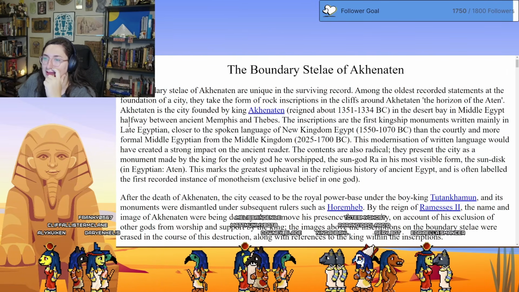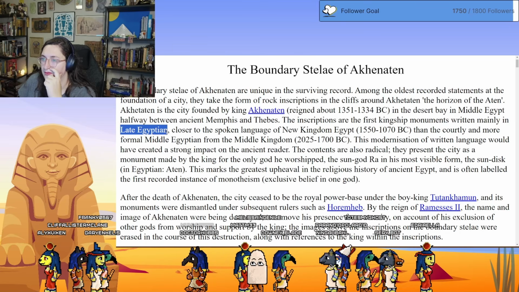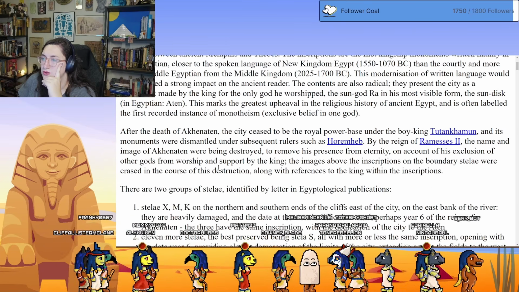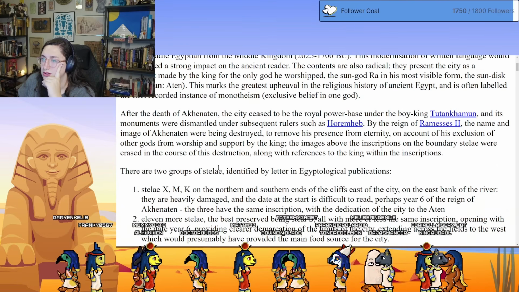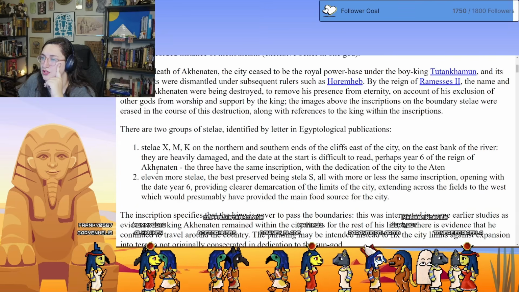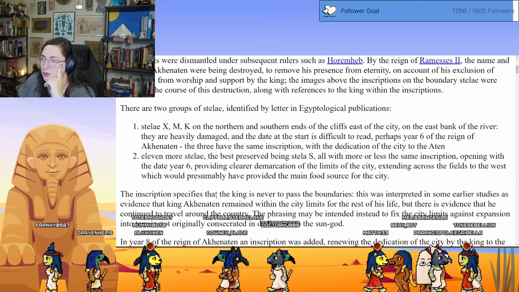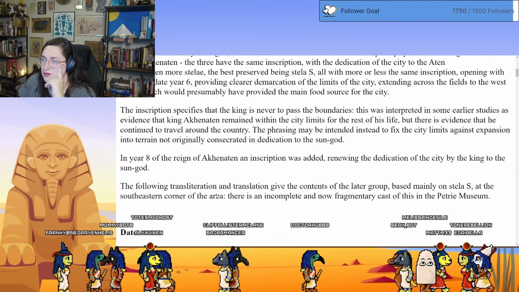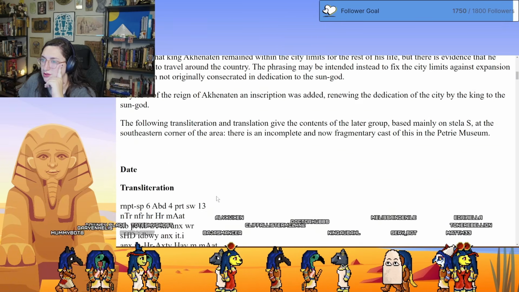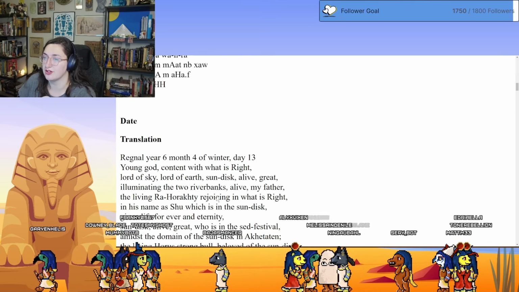Yeah, they're in late Egyptian. Okay. So here's the two groups with the two different sections. So here's also the transliteration of it.